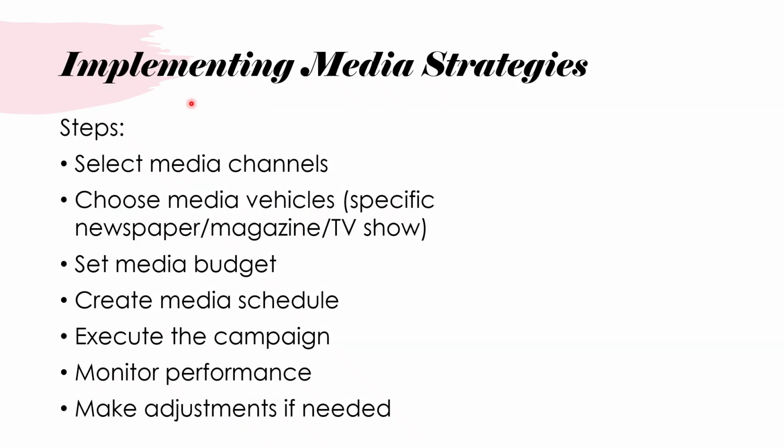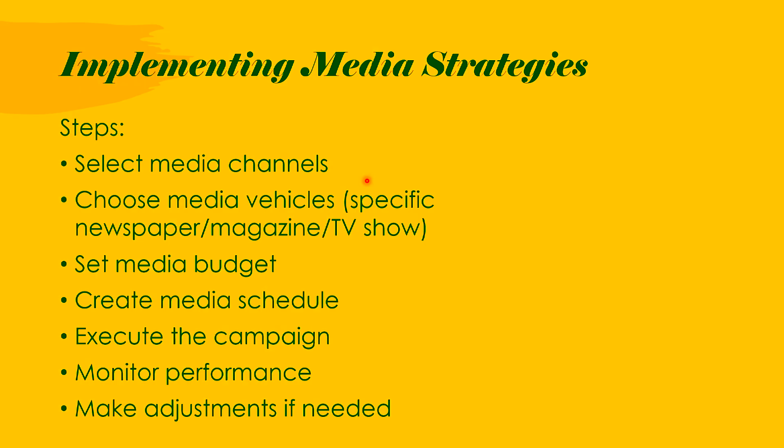Right. So once the strategy is ready, the next step is implementation. That is where planning becomes action. There are various steps that we need to follow in order to implement the media strategies, wherein the very first step is select media channels. We need to choose among TV, digital, radio, print, outdoor, etc. Like for example, a mobile launch, it may use a YouTube plus hoarding plus a tech website.